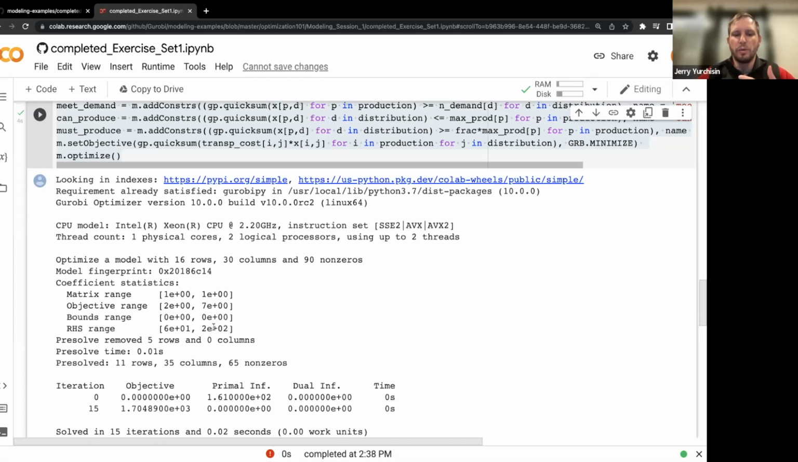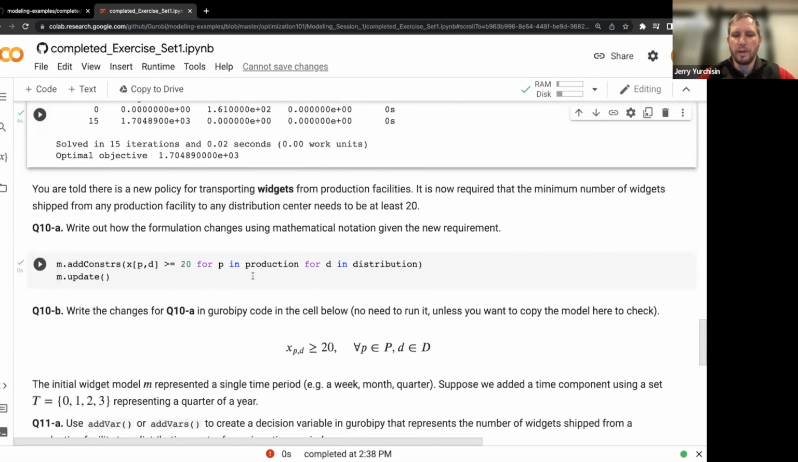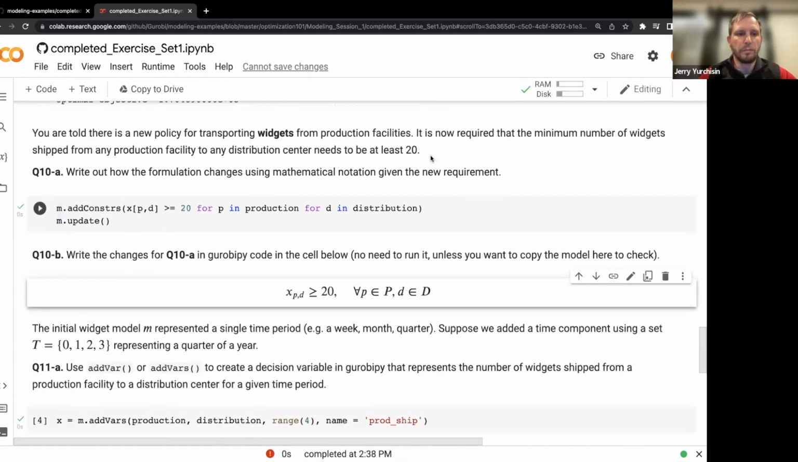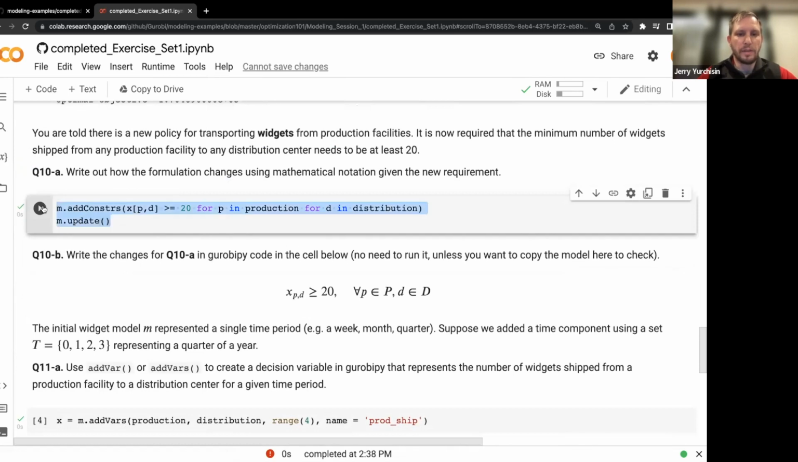So having this new constraint that we see here, this is essentially saying that every decision variable from P to D must be greater than or equal to 20. So you have to ship at least 20 units, 20 widgets, for each production facility and for each distribution center. So the code for that is right here. You're adding a bunch of constraints: X[P,D] must be greater than or equal to 20 for P in production, for D in distribution.